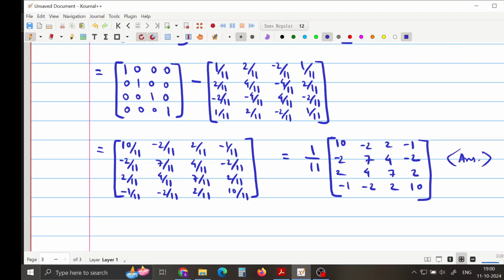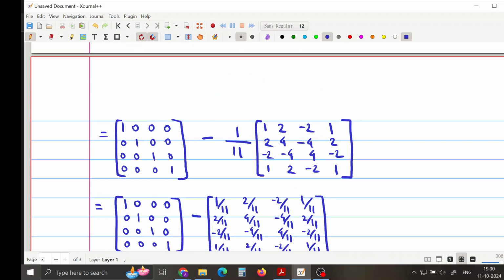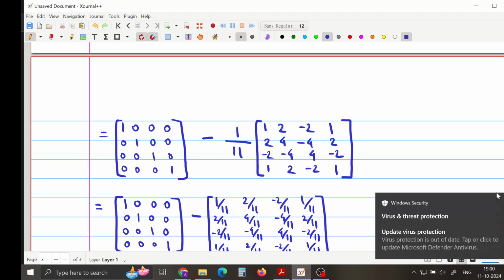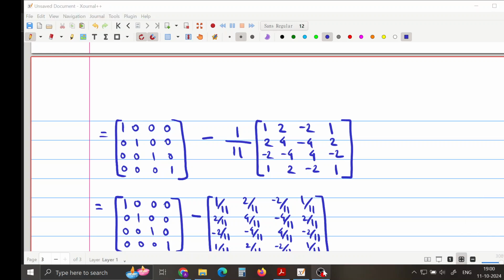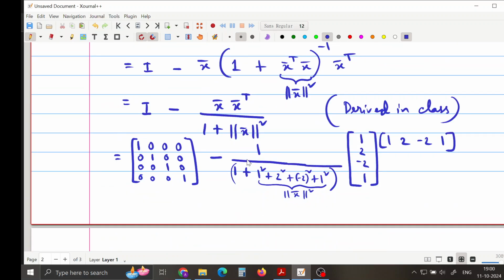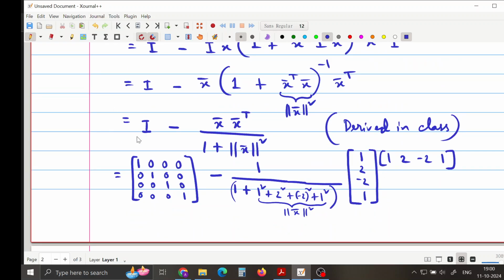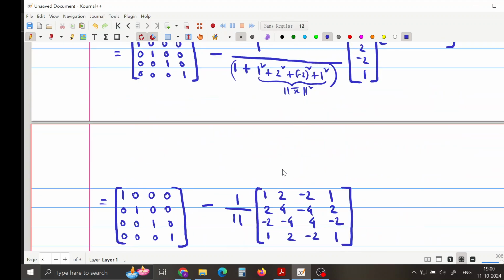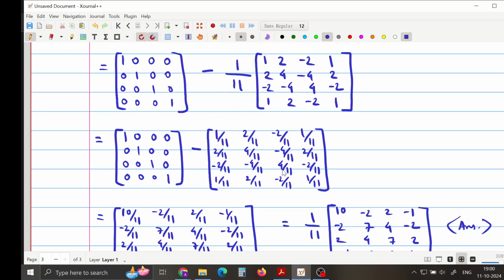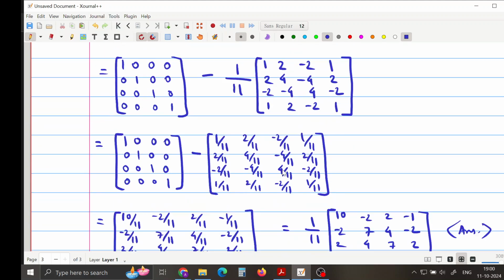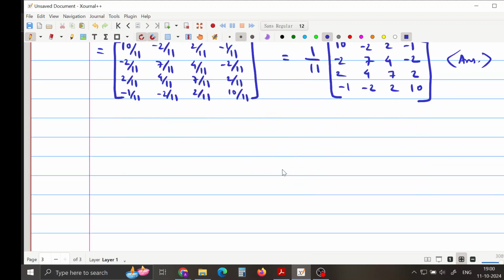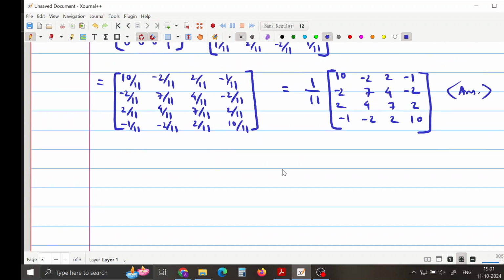So we were able to avoid the complicated inverse operations and computations, and we simply needed to find this quantity here, identity minus x x transpose whole divided by 1 plus norm x squared, right? Which we were able to do in just 2 to 3 steps. That's it. So this is how it is useful.